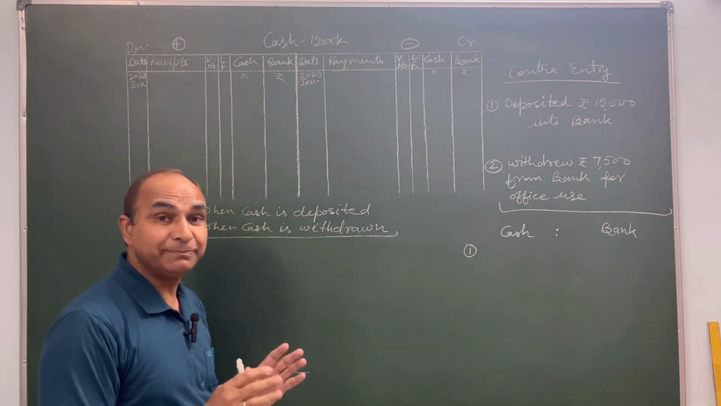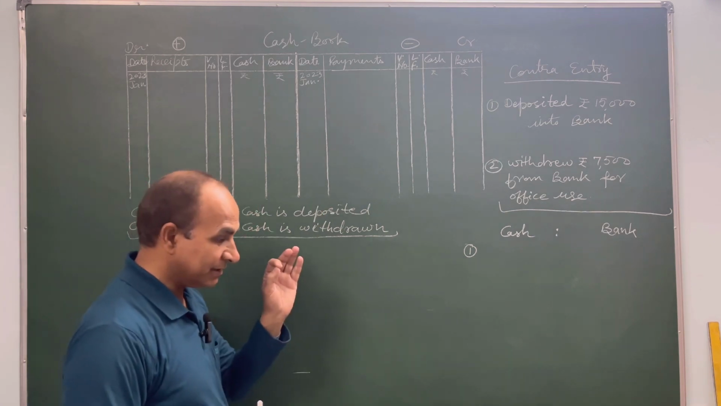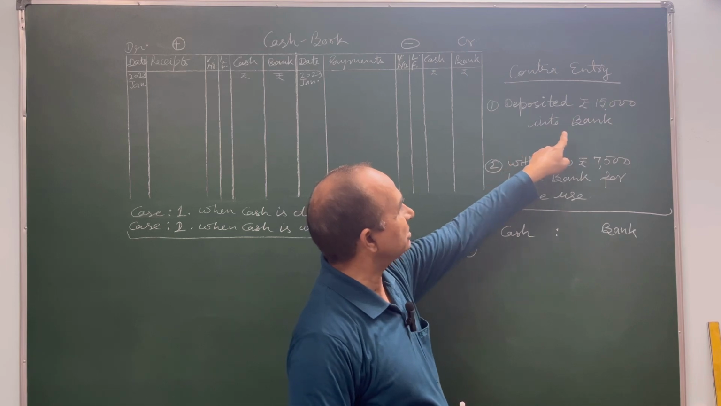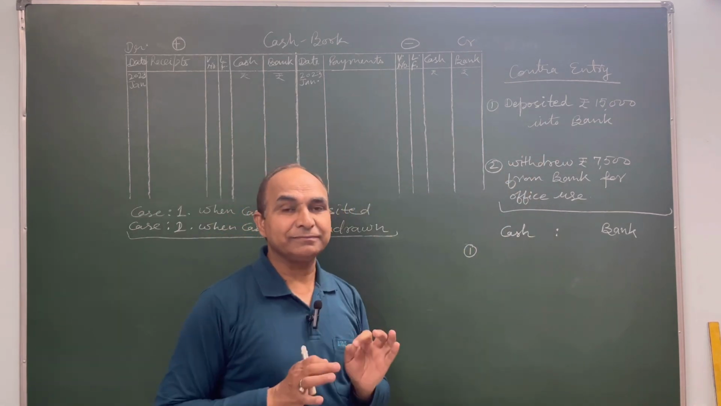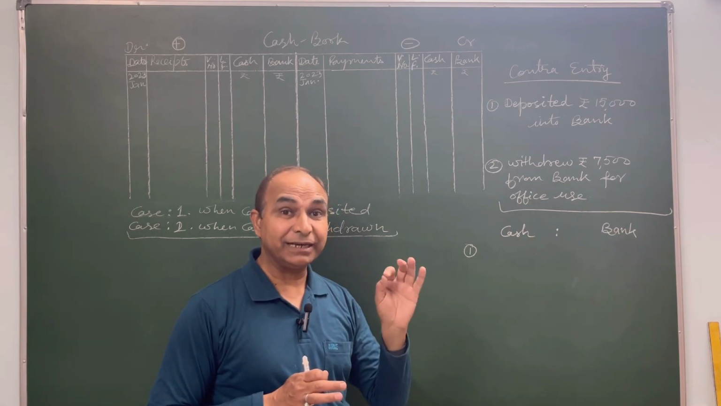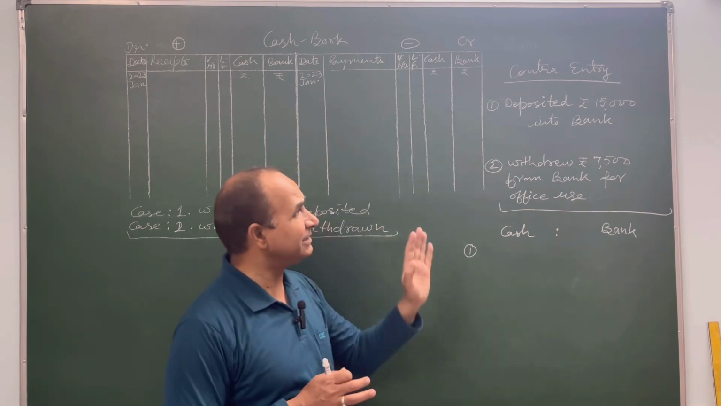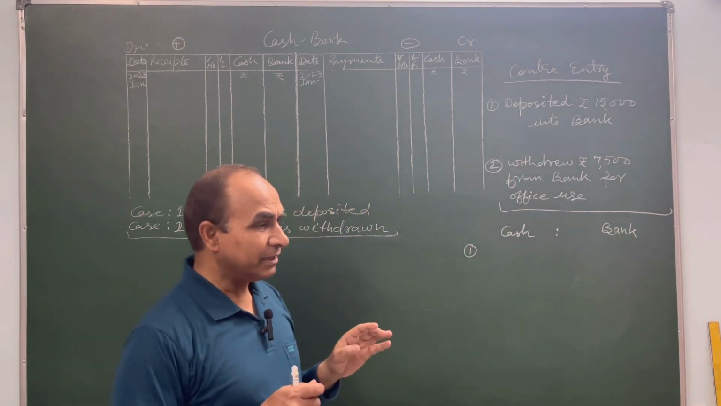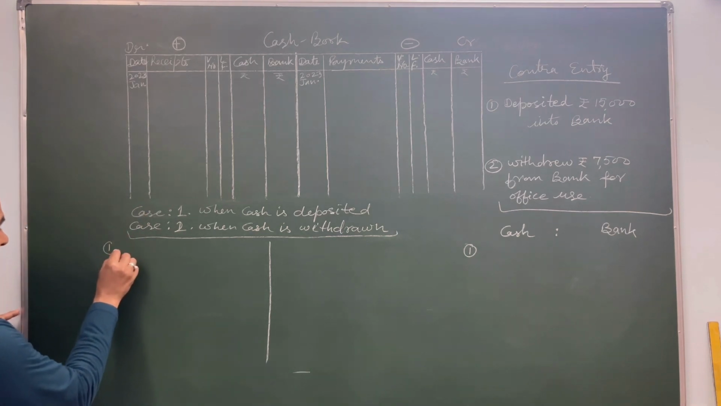I want to explain these two cases with the help of two transactions. See, the first transaction is: deposited rupees 15,000 into bank. Now we have a financial transaction. Let us see how it is a contra entry and how it affects the cash column as well as the bank column in the cash book simultaneously. So for case 1, let us see its effect.